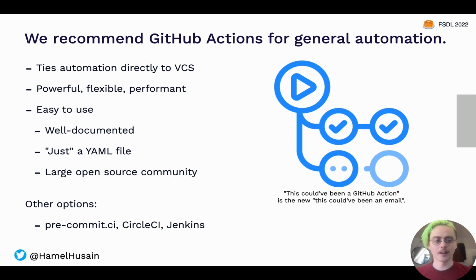And because of all of these features, it's been embraced by the open source community, which has contributed lots and lots of GitHub Actions that maybe already automate the workflow that you're interested in. That's why we recommend GitHub Actions. There are other options: pre-commit.ci, CircleCI, and Jenkins. All great choices, all automation tools that I've seen work, but GitHub Actions seems to have won hearts and minds in the open source community in the last couple of years.